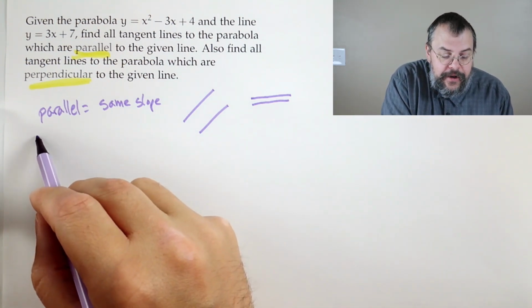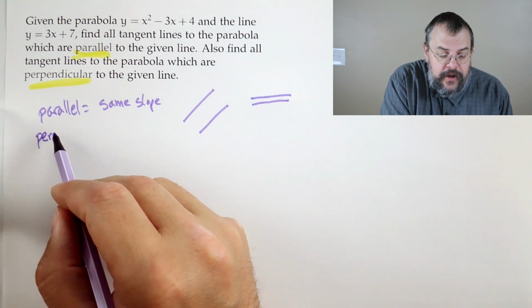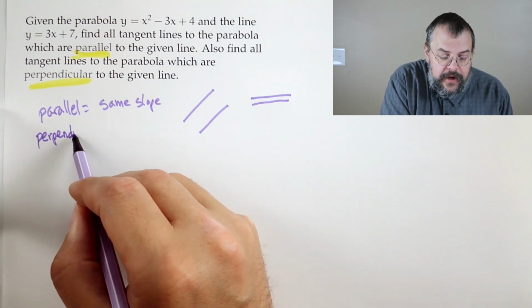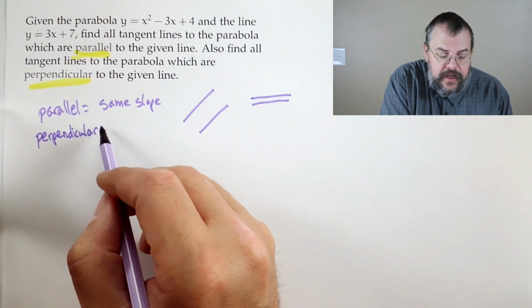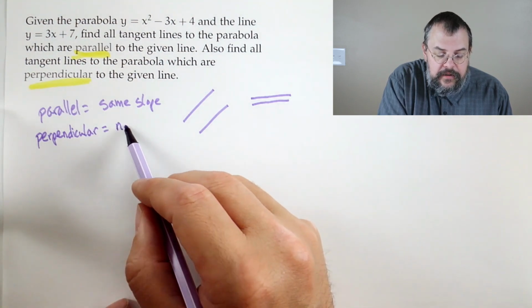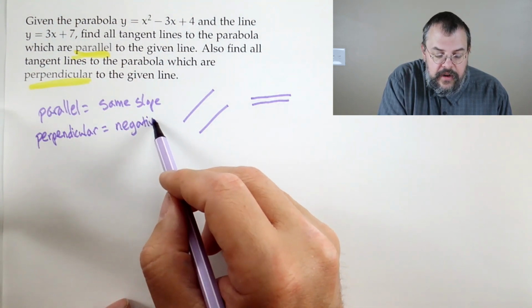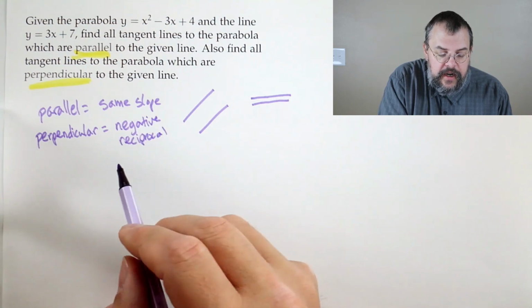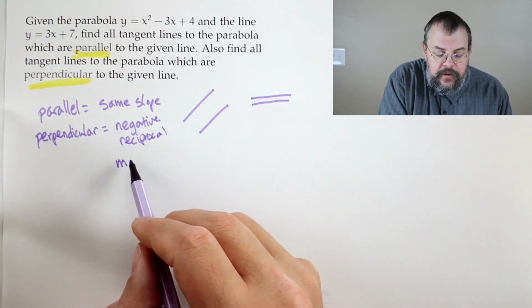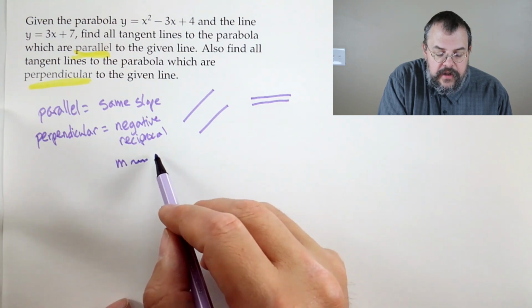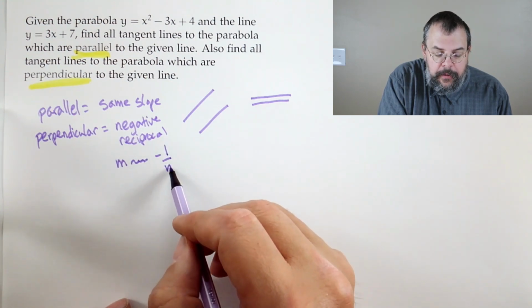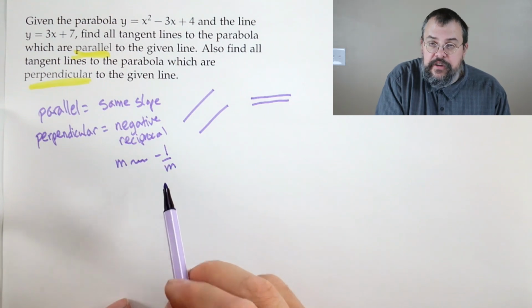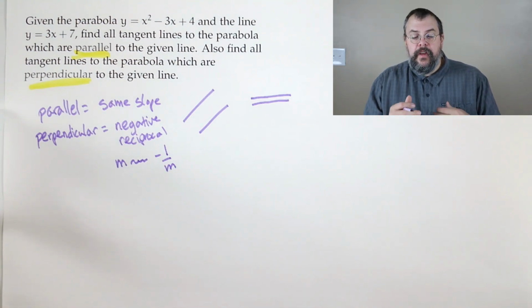Now, that's parallel. Perpendicular is a little bit more complicated. Perpendicular means negative reciprocal slopes. That sounds complicated, but what it means is, if one of the slopes is m, then the other slope is minus 1 over m. So the negative, and then the reciprocal means flip it over.